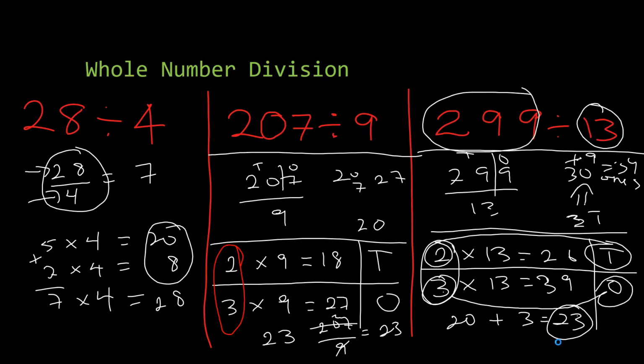Now a quick easy way I could have written it is like this. 299 over 13. I can say this cancels with this, gives me 2, remainder 3. And then this cancels with this, gives me 3, answer 23.